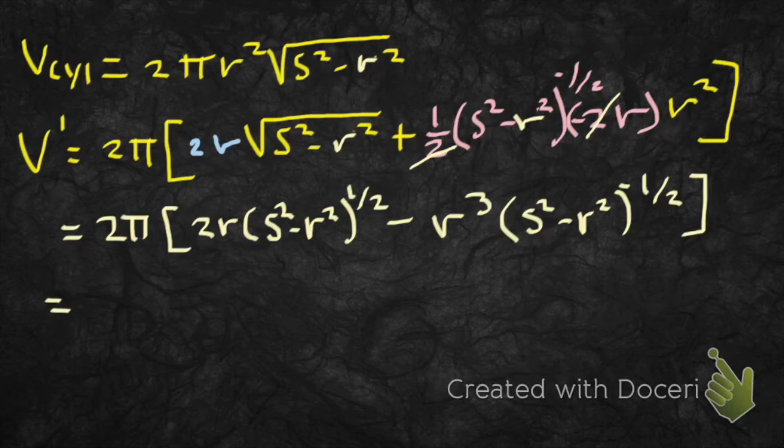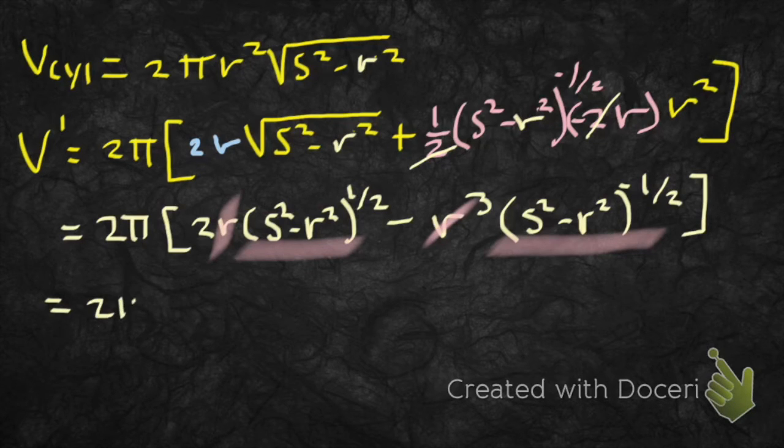Now, I see we have some common factors. We have an r here, and we have an r here, and then we have a minus 1/2 there and a 1/2 there. So I'm going to go ahead and pull out the r and the minus 1/2, because those are the smallest power of each one of those. And then we go and we do that.